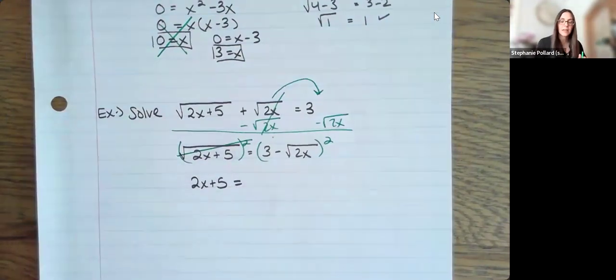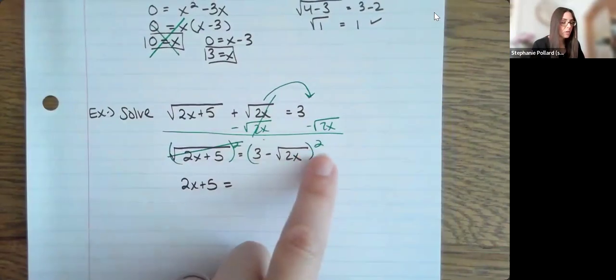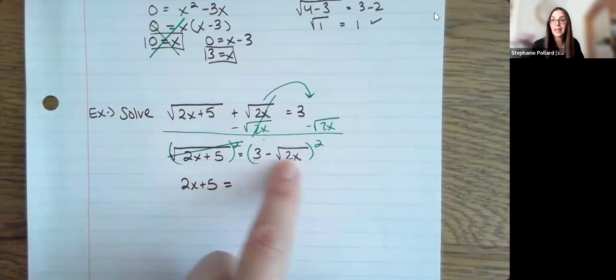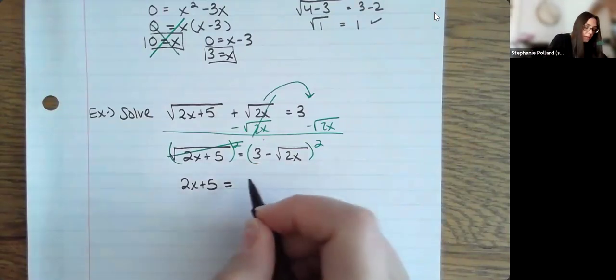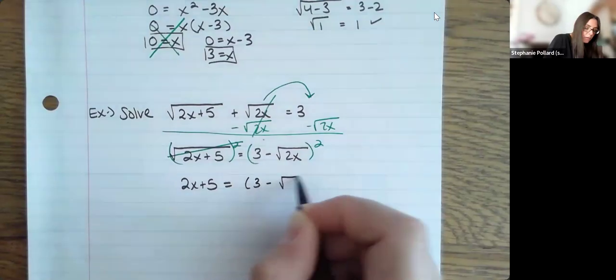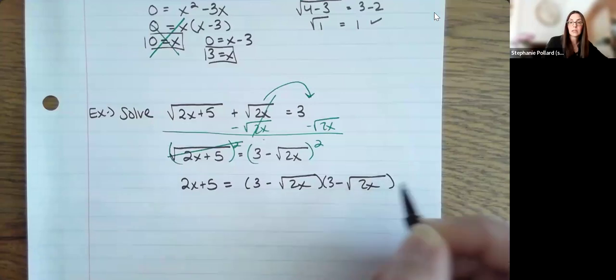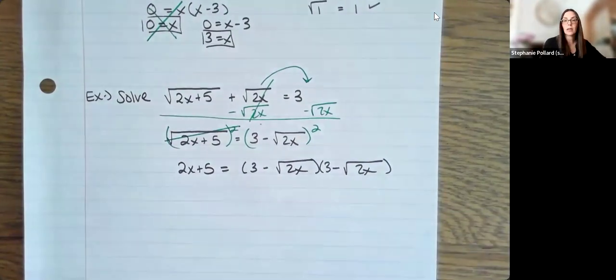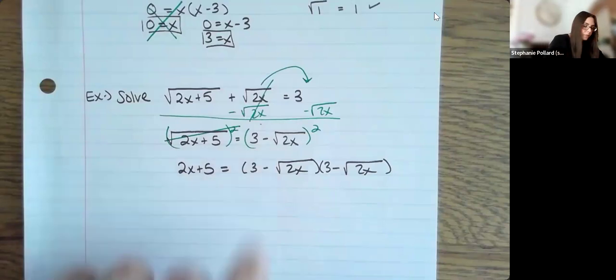On the right side, though, I can't cancel this root by itself because I'm not just squaring the root, I'm squaring the whole thing here. So when you're squaring something that has subtraction or addition with it, you're going to have to FOIL or multiply it out. So this is going to be 3 minus the square root of 2x times 3 minus the square root of 2x. So it gets much more complicated when you bring in a radical with addition or subtraction on one side.